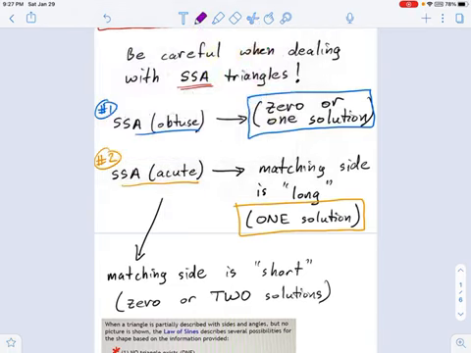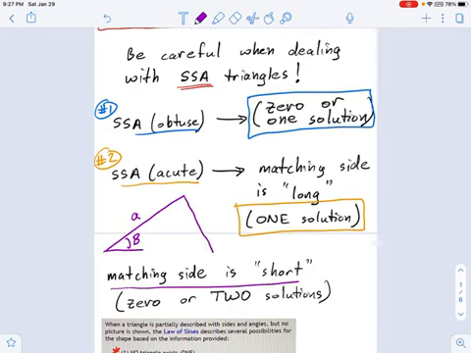Let's change colors here. So now I'm in the matching side is short scenario. Here's what happens. You've got a triangle that looks like this: some angle here, B, some side A, and some side B that is kind of short compared to A. Anyway, maybe this is a nice picture, and you can imagine a triangle that looks like that.